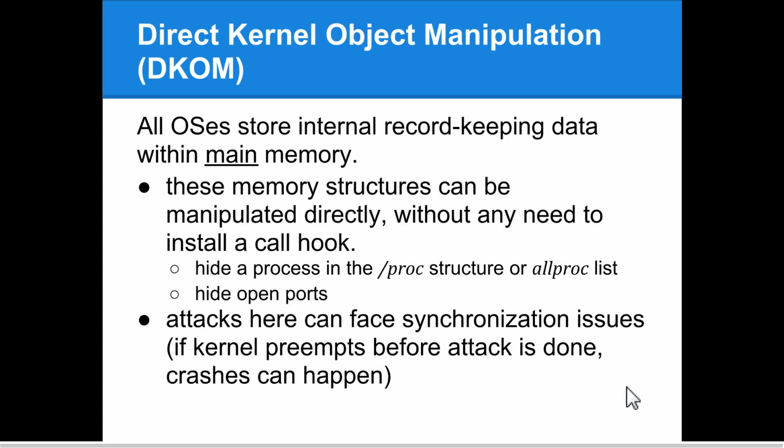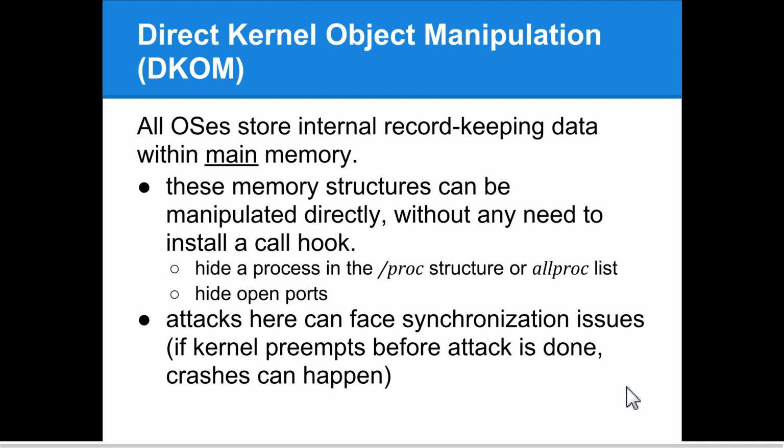Direct kernel object manipulation. So remember how I said proc is a special directory? It doesn't really exist because it exists in memory. If someone gets root, nothing's preventing them from directly manipulating that in memory. So they can use that to hide any process that they run, either through modifying the proc structure in memory or modifying the all proc linked list. And they can use it to hide open ports and other things.